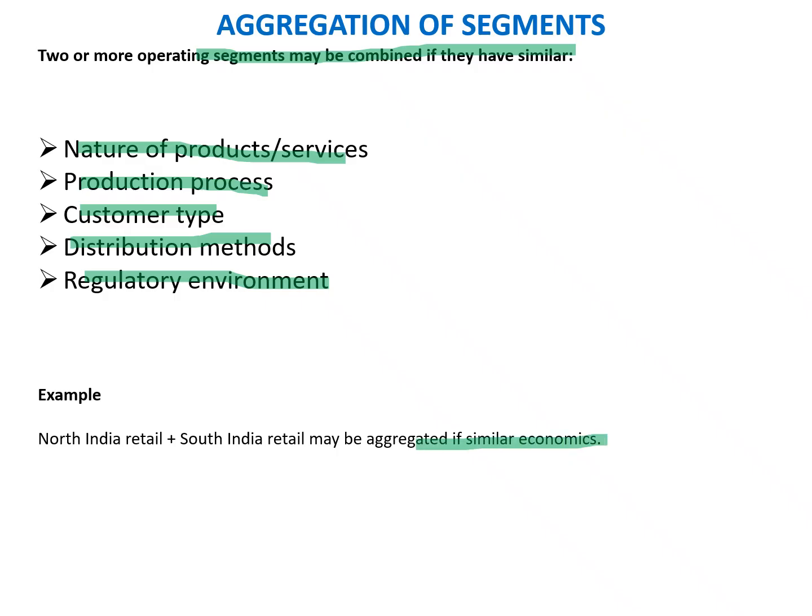This depends on the kind of operating environment in which an entity is operating. Aggregation is permitted if these conditions are met, and the discretion is with the management. But at the same time, to make a judicious call, they have to make sure they are not hiding any information which otherwise would need to be reported if those were reported as separate operating segments. So we'll move to the next slide.